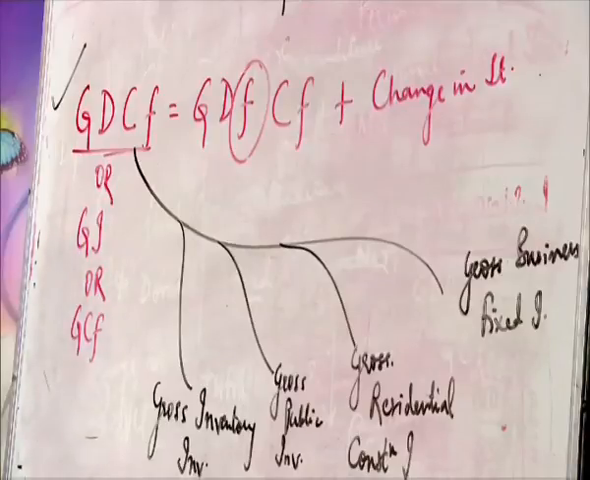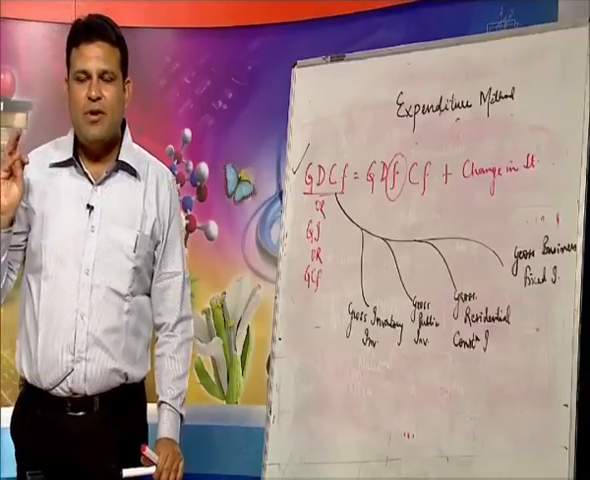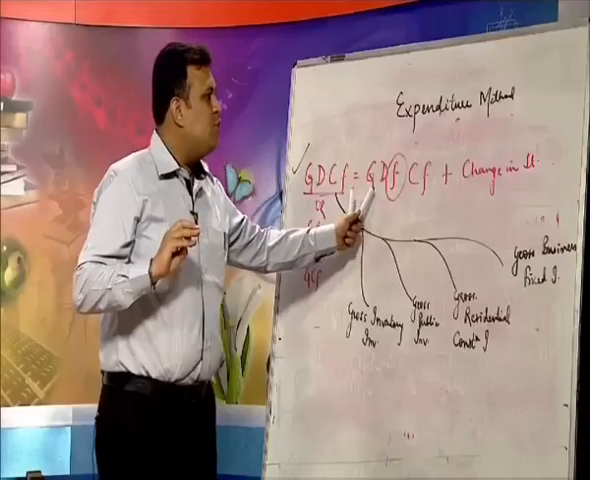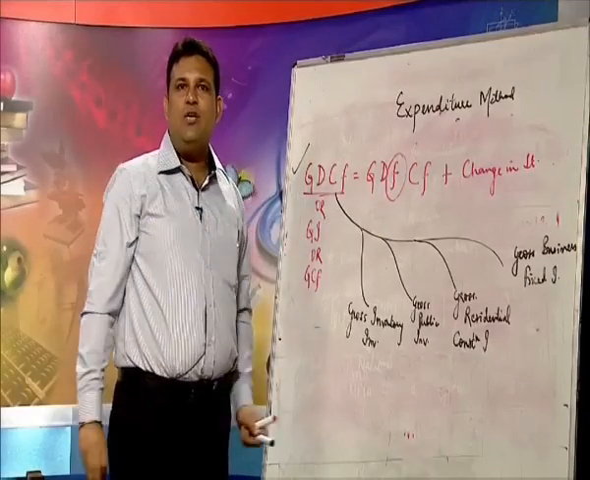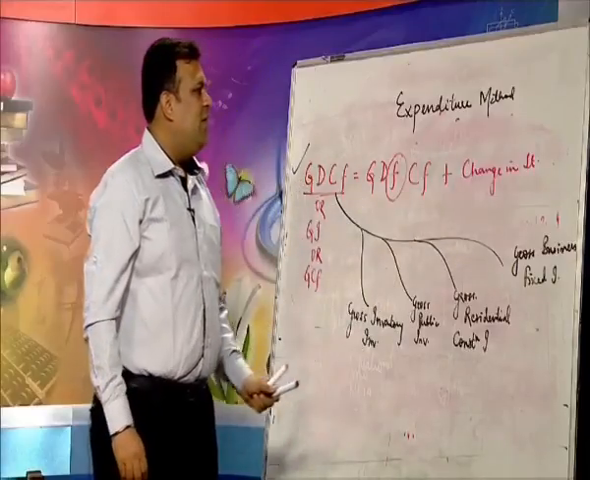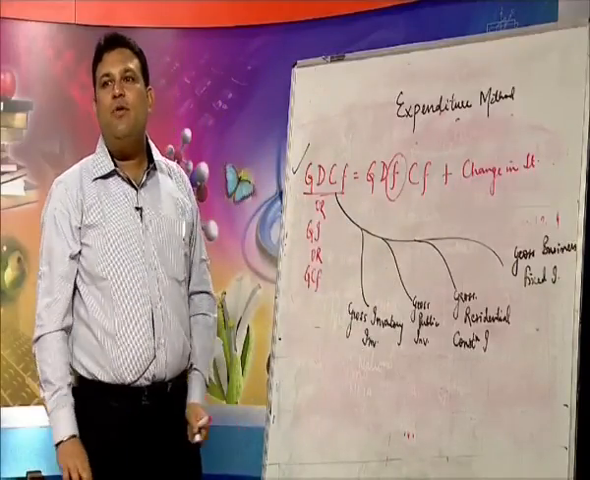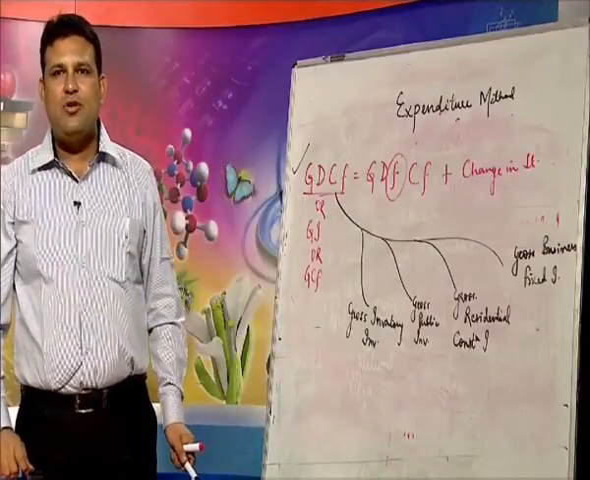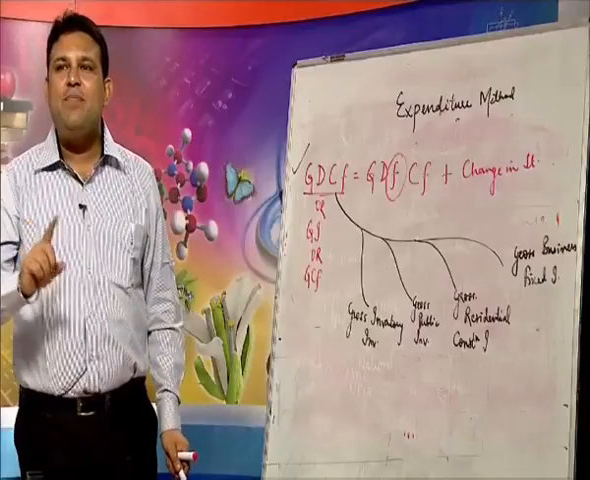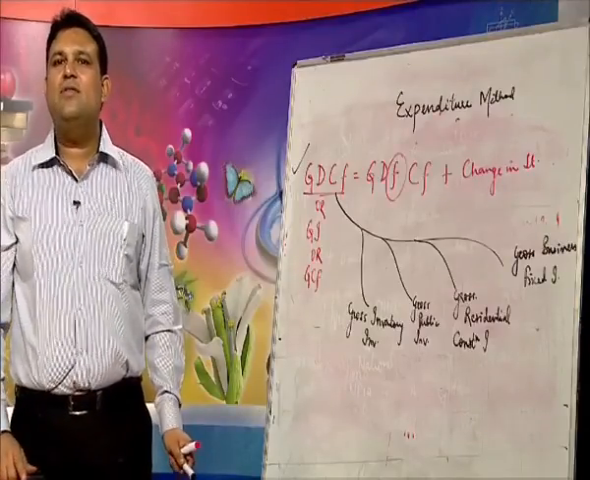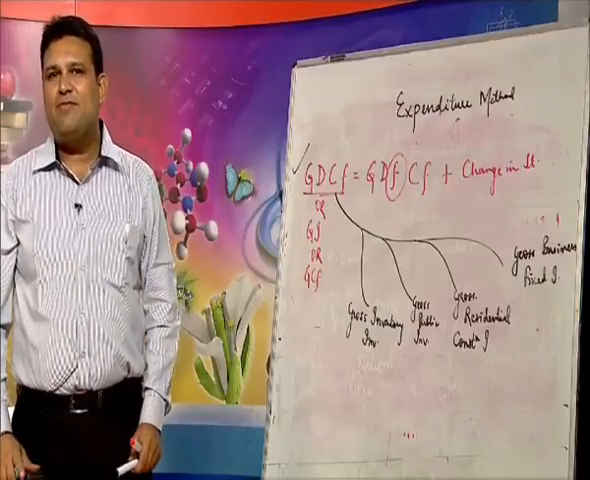I just recall you this method: private final consumption expenditure, government final consumption expenditure, gross domestic fixed capital formation, if it is fixed, change in stock, plus net exports. This will give you the value of GDP at MP. And when you deduct depreciation, you will get NDP at MP. If you deduct NIT, net indirect taxes, you will get NDP at FC.